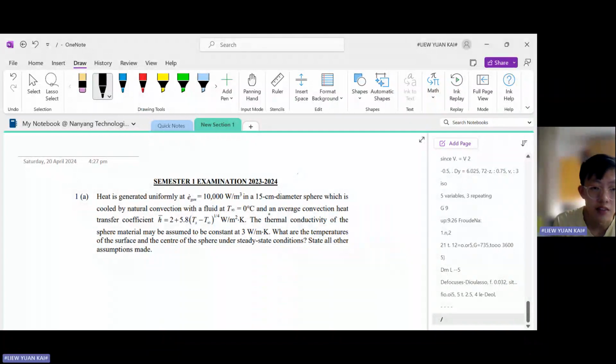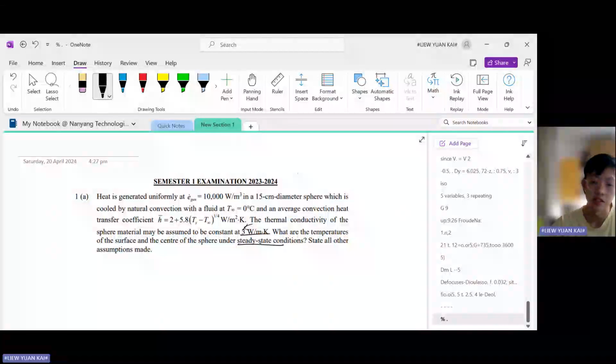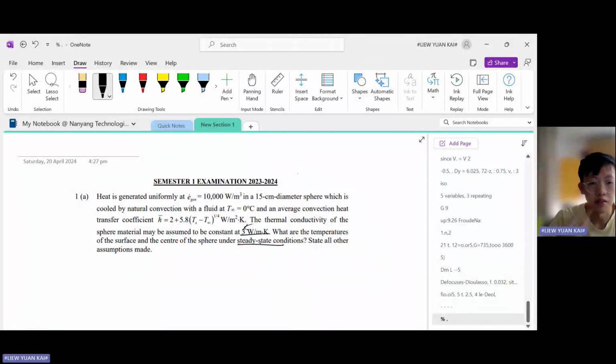The thermal conductivity of the sphere may be assumed to be constant. So it's important to know that K is constant. So this is your K. What are the temperatures of the surface and the center of the sphere under the steady state conditions? Okay, so we're focusing on steady state conditions. State all the assumptions made.